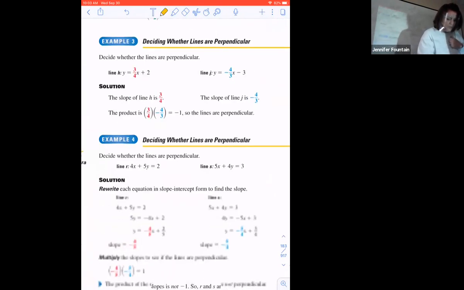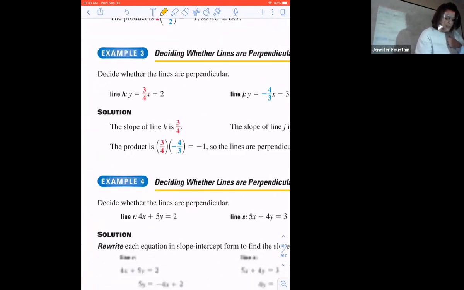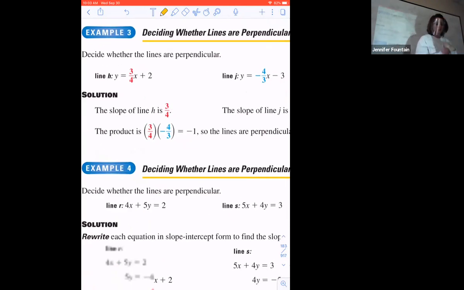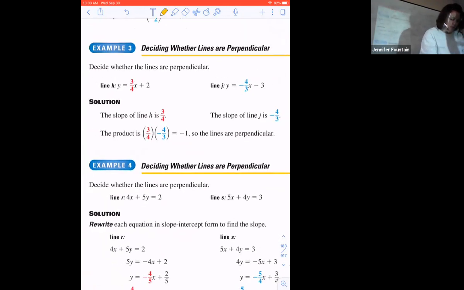The next one, deciding whether lines are perpendicular. In this one, I have line H, whose equation is y equals 3/4 x plus 2. Line J, y equals -4/3 x minus 3. All I've got to do is look at those slopes. I don't have to worry about anything else. The plus 2 and the minus 3 are just the b value, the y-intercept of each of those equations. Those are two different lines, but their slopes are negative reciprocals, so they're perpendicular.